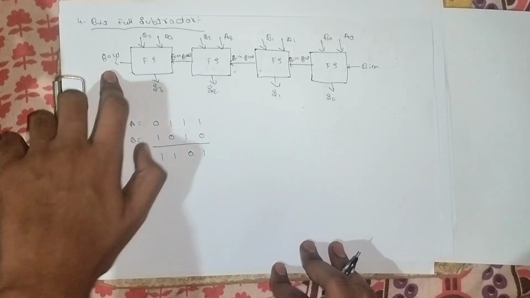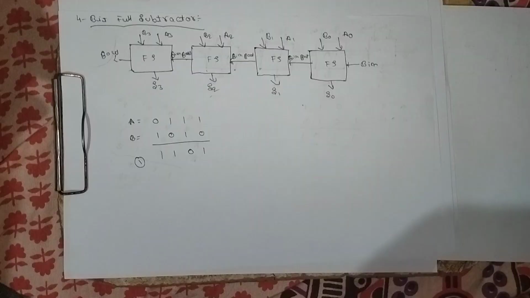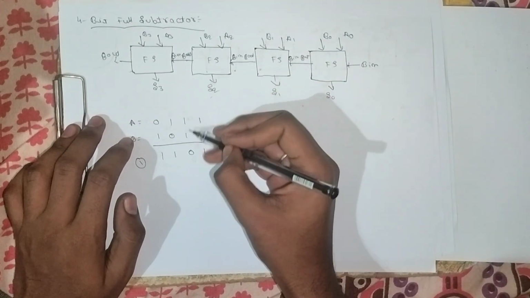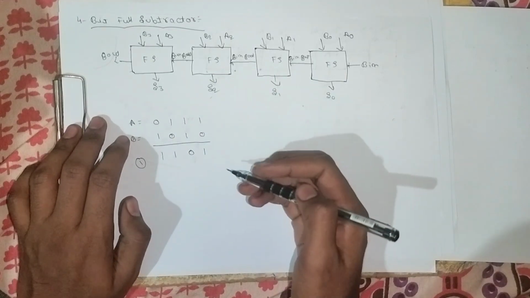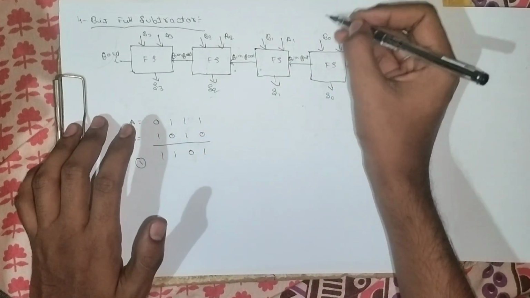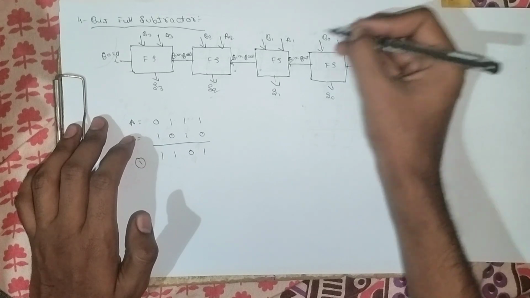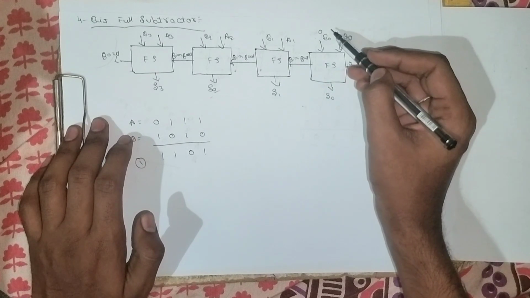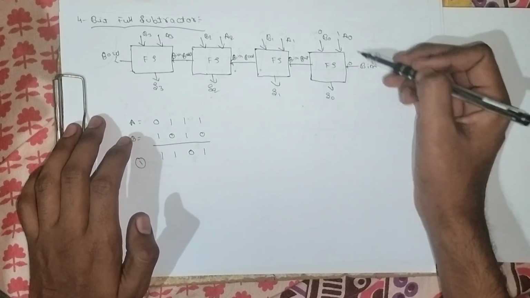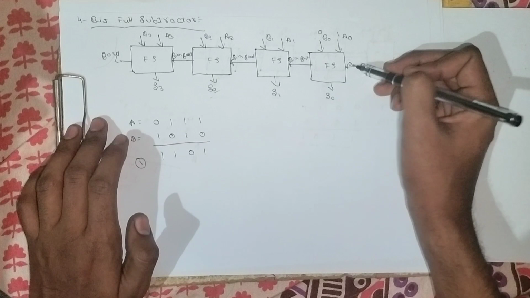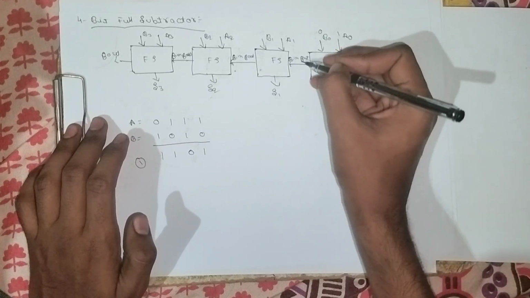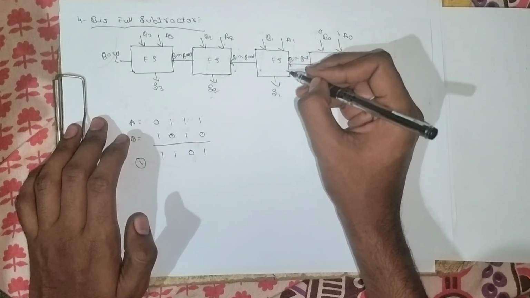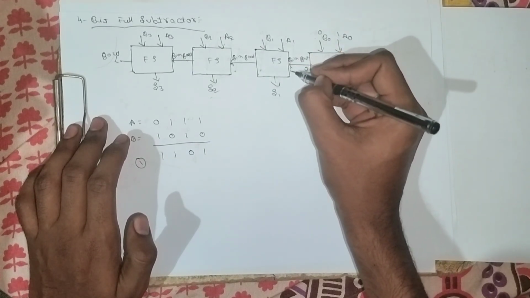So let us see this by solving the 4-bit full subtractor. As we know, these are A and B, and they become A naught, B naught, A1, B1, A2, B2, A3 and B3. First we will consider A naught and B naught. A naught becomes 1 and B naught becomes 0. First the borrow in remains 0. When we take the difference of 1 and 0, it becomes 1, and the borrow out will be 0. This borrow out is carried to the next full subtractor, and here the borrow in becomes 0.